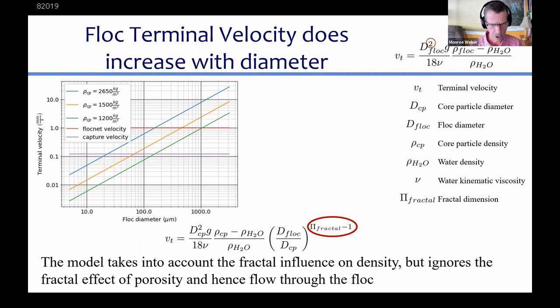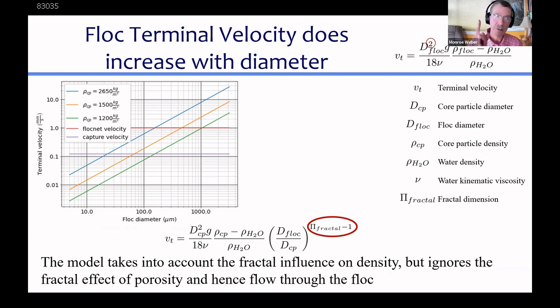And I suppose, look, if pi fractal was 1, what would happen? If pi fractal were 1, then there would be no impact of increasing the flock size. It would still settle really, really slow. So if pi fractal had been 1, sedimentation tanks would not work. Isn't this interesting?